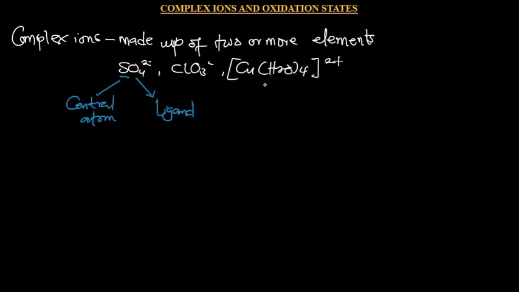The same thing here: copper is the central atom, and then water is the ligand. So that's how a complex ion is made up. Now what you have to know is that the central atom has an empty orbital which allows the ligand to donate electrons into it. Usually the ligands are electron rich and they donate these electrons into the empty orbitals of the central atom.